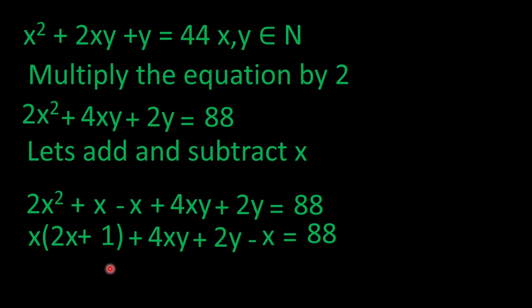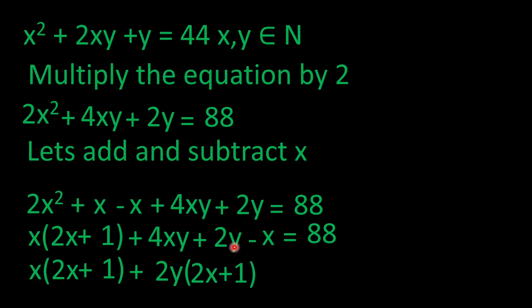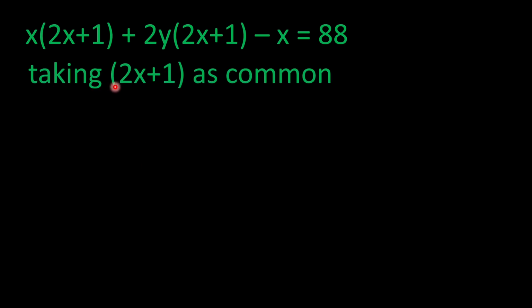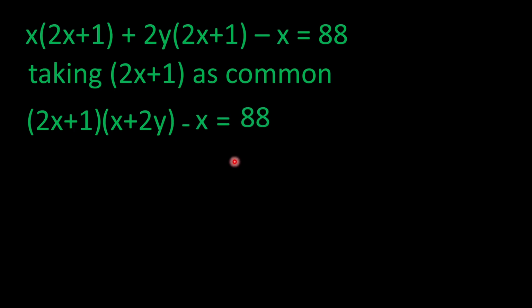So now in the next step, this x times 2x plus 1, plus here we will take 2y as a common and then we will have 2x plus 1 and minus x, which is equal to 88. And now in the next step, we will take 2x plus 1 as a common from here. So after taking 2x plus 1 common, here we will have x plus 2y and minus this x, which is equal to 88.